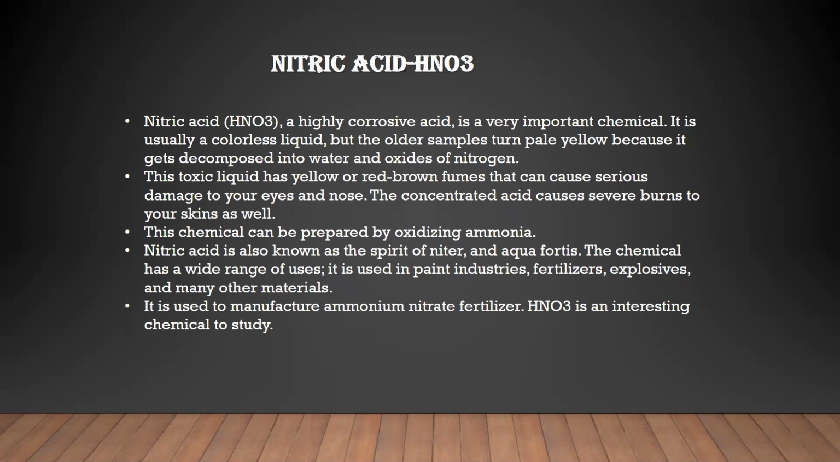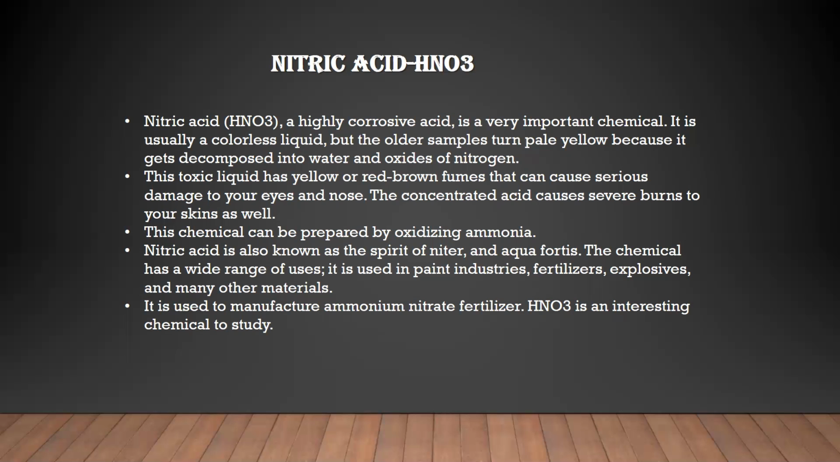What is nitric acid? Actually, nitric acid is HNO3. It is a very important chemical as well as a very interesting chemical to study. It is a colorless liquid and it is a very corrosive acid. But this toxic liquid has yellow or red-brown fumes that can cause serious damage to your eyes and nose. The concentrated acid causes severe burns to your skin as well.